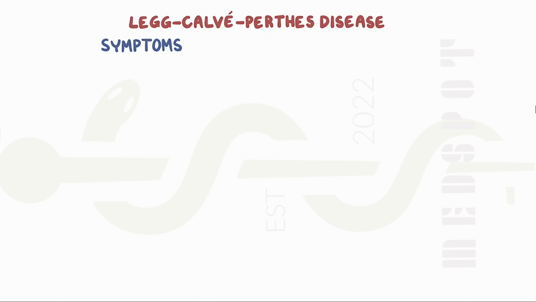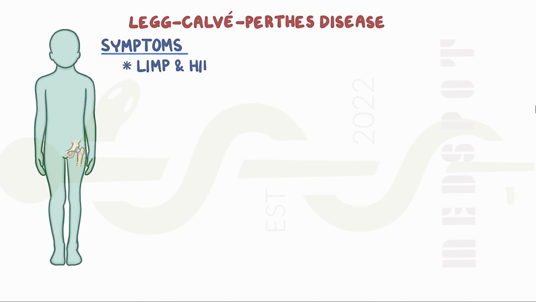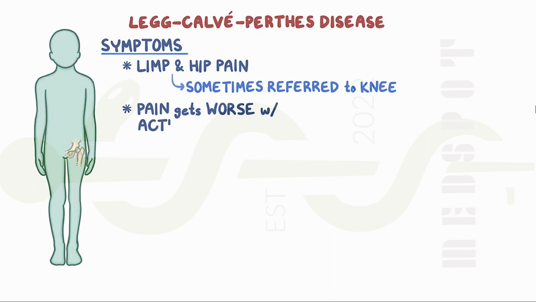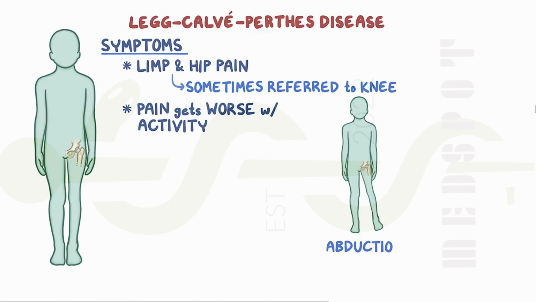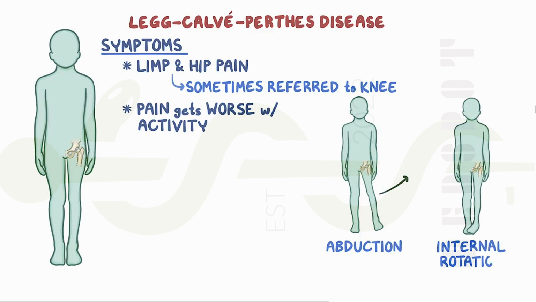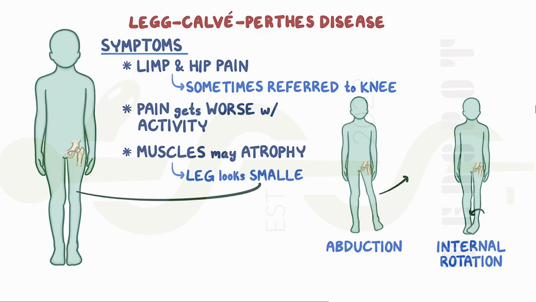Children with Legg-Calvé-Perthes disease develop a limp and hip pain, which is sometimes referred to the knee. The pain usually gets worse with activity, which may even make the affected hip very difficult to move. This particularly affects abduction, moving the leg laterally away from the body, as well as internal rotation, which is turning your leg inward. Also, because the affected leg is less used, its muscles may become atrophied, causing the leg to look smaller than the normal one.